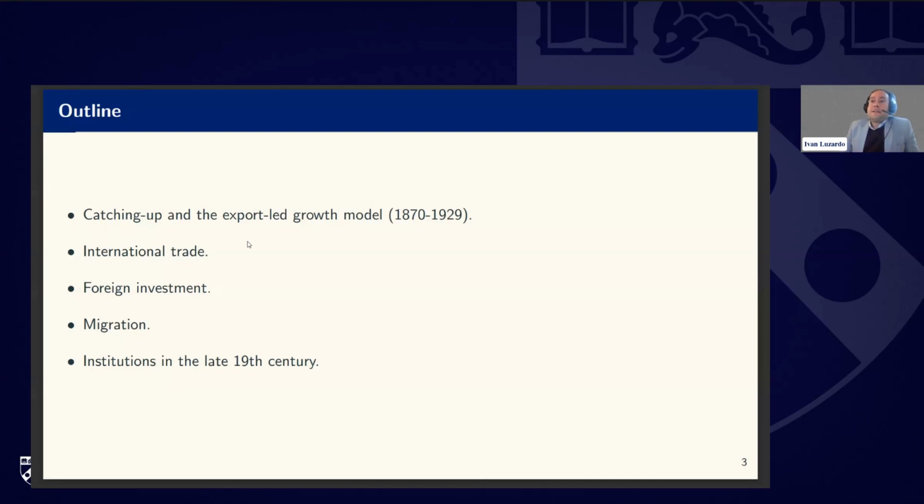So the first channel is international trade. Basically, an economy is integrated with the global economy via international trade, exporting and importing. But an economy could also be integrated with the global economy via the financial sector.